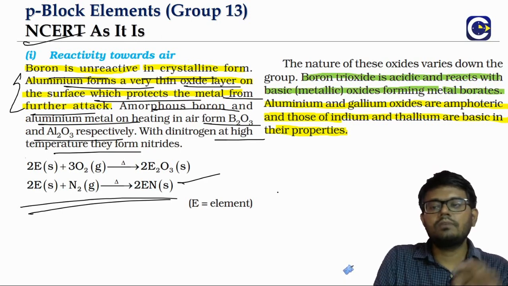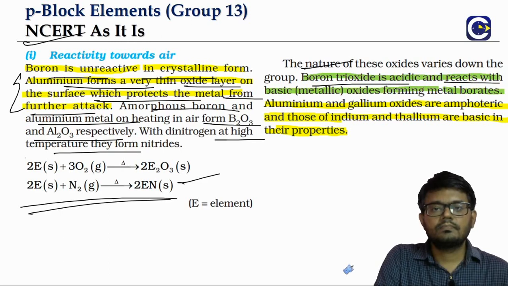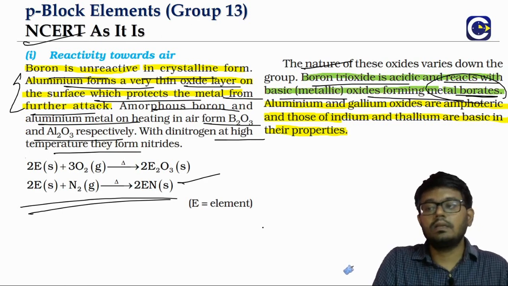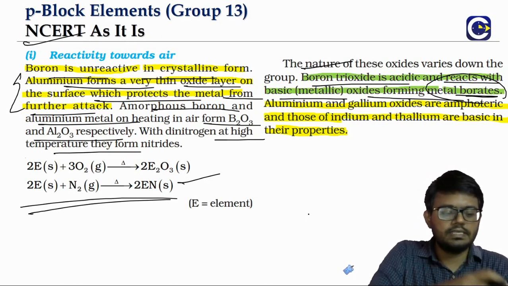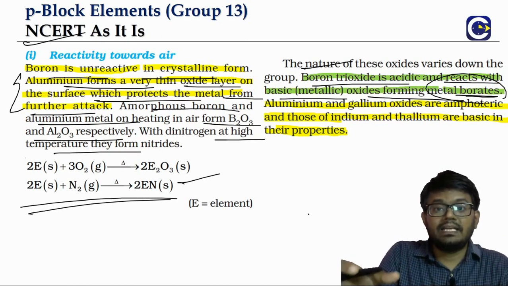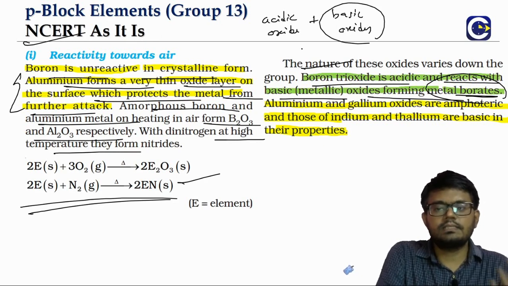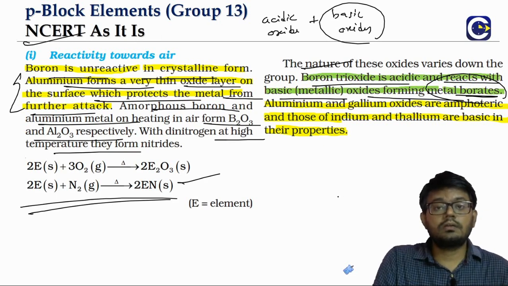Now when we talk about the nature of these oxides, boron trioxide is acidic, because it is able to react with metallic oxides, forming metal borates. So whenever boron oxide reacts with metallic oxides, what does it form? Metal borates. When an oxide reacts with a metallic oxide, that is a basic oxide. Acidic oxides are able to react with basic oxides, correct? So since boron trioxide is able to react with basic oxides, the boron trioxide must have acidic nature.